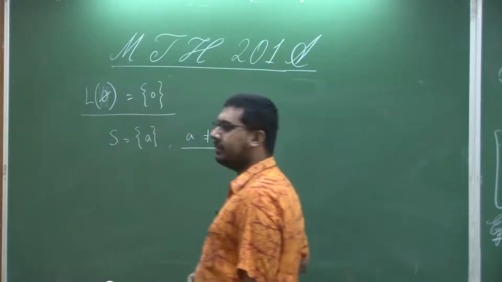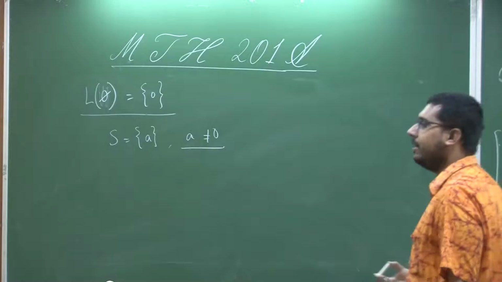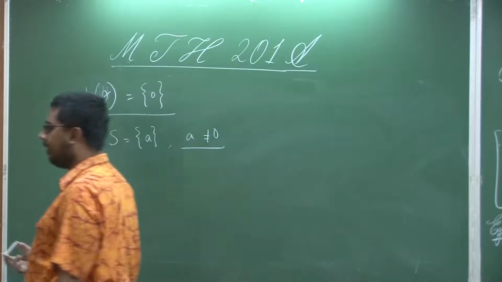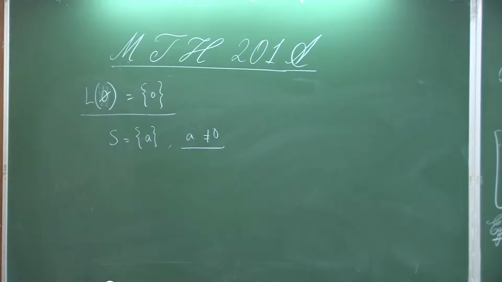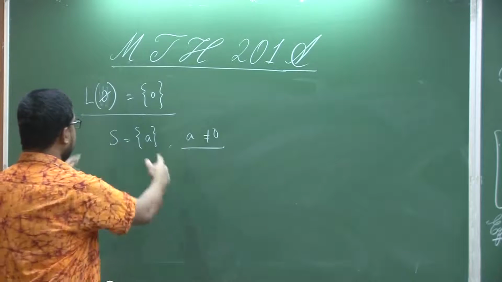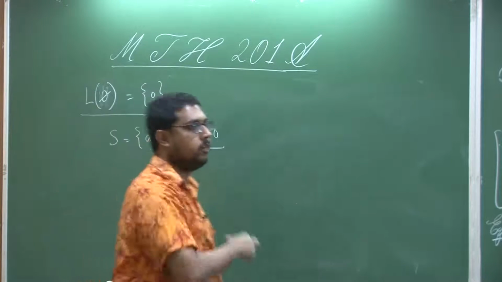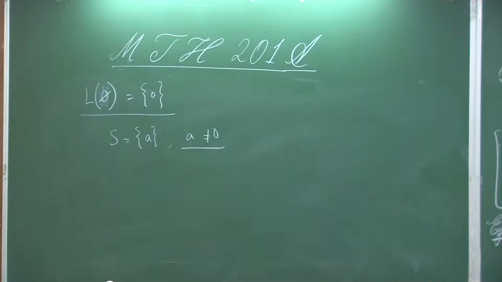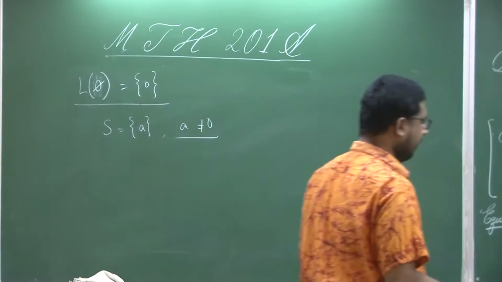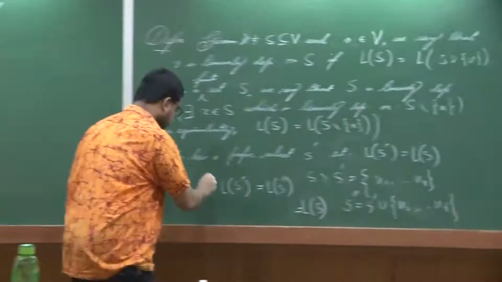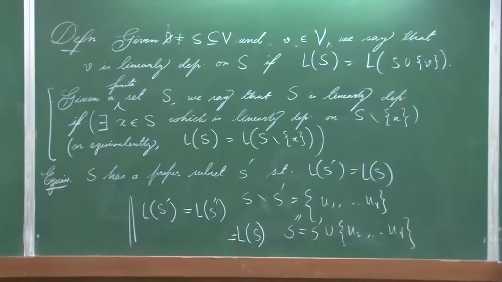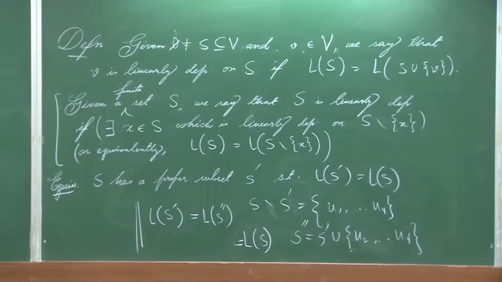So then such an S cannot be linearly dependent, because its span is non-trivial, whereas when you miss that point the span will be trivial. Okay. So here also let me remind you that it is all very easy to see.